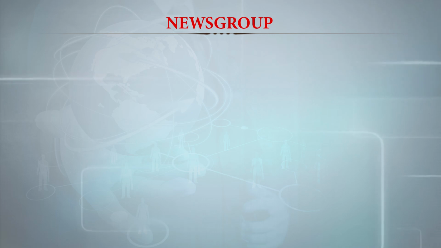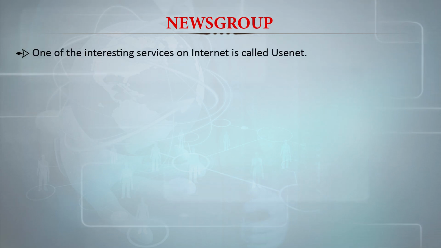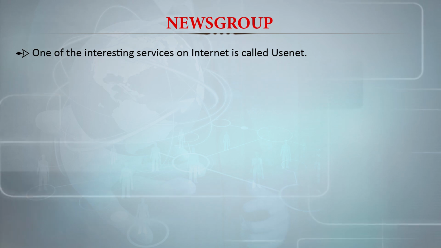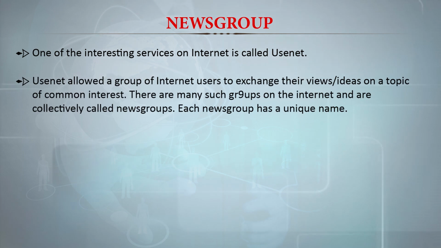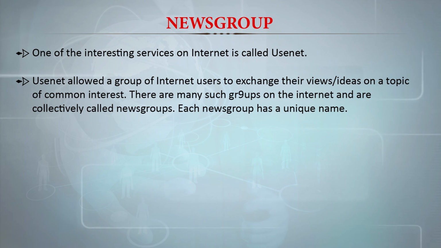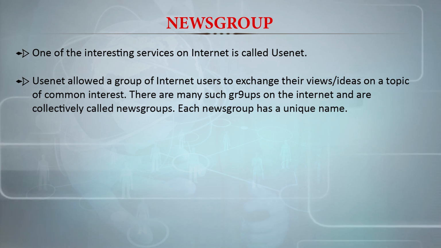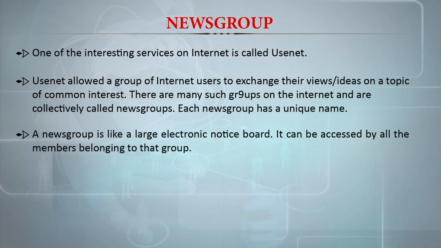Then we have what are called news groups. One of the interesting services on the internet is called Usenet. Of course, at present we are not using all these things. So Usenet allows a group of internet users to exchange their views or ideas on a topic of common interest. There are many such groups on the internet and they are collectively called news groups. Each news group has a unique name. A news group is like a large electronic notice board. It can be accessed by all the members belonging to that group.